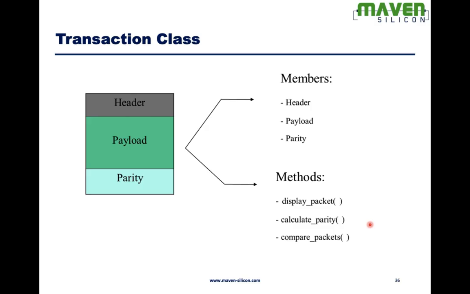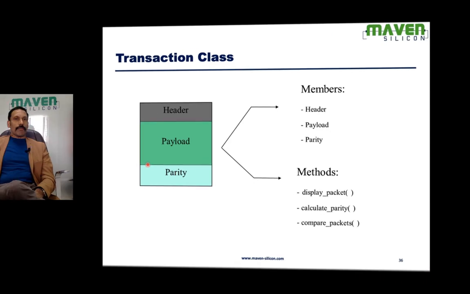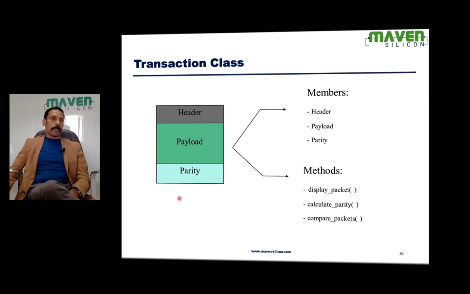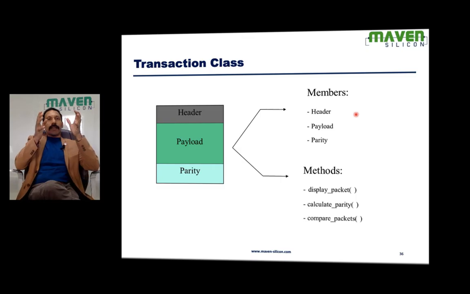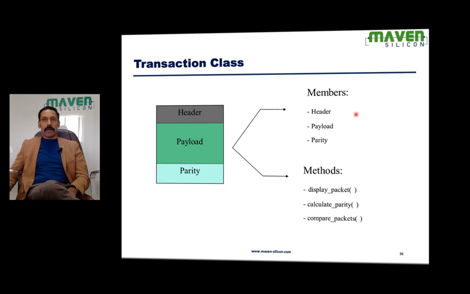In verification, how do we want to apply this object-oriented programming concept? We want to define a packet. The packet will have header, payload, parity, different fields. So we want to define all these fields as members. And what we want to do with members, we can define as methods. So we define the packet as a class. There is a data type called class. The class will have members and methods.